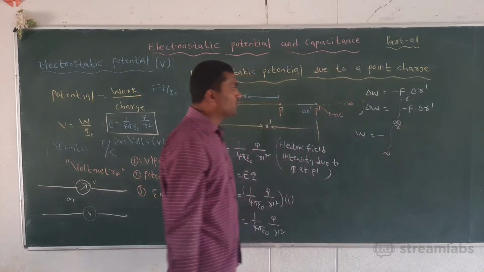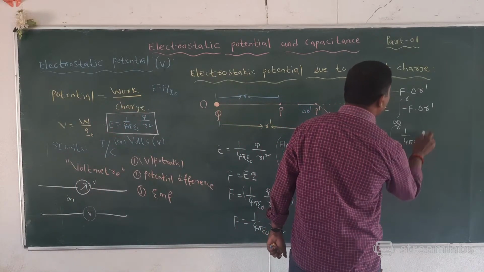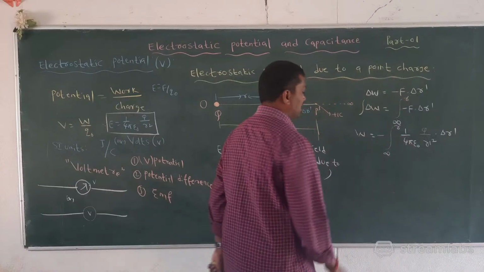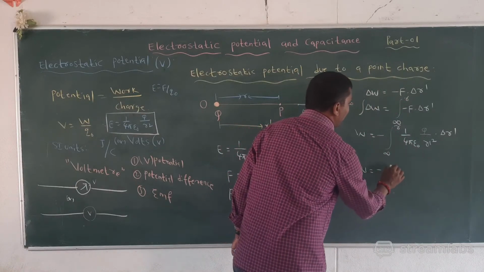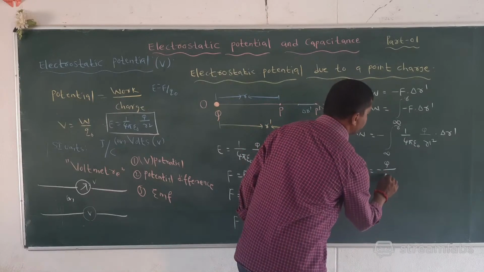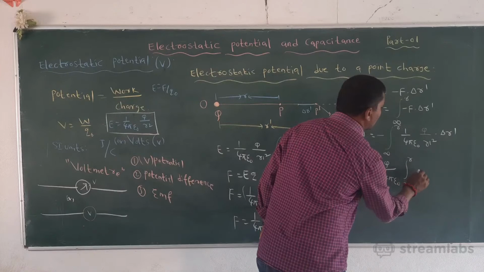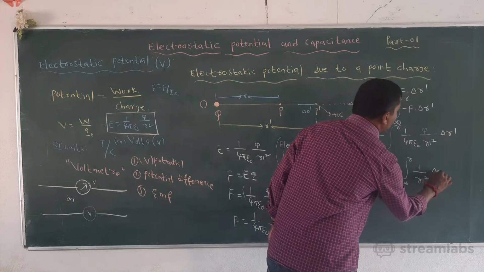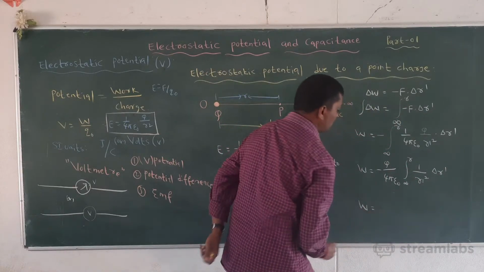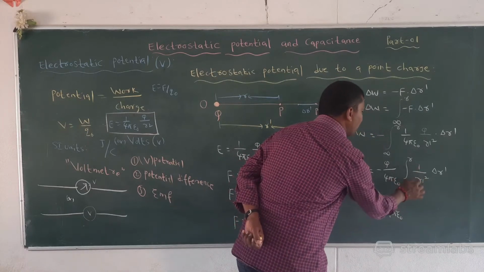Where F is the force, the value will be 1 by 4 pi epsilon naught Q by R dash square into delta R dash. Now I can write W is equal to minus, we can write the constant value Q by 4 pi epsilon naught, integration from infinity to r of 1 by r dash square delta r dash. Now W is equal to minus q by 4 pi epsilon naught integration of 1 by x square.